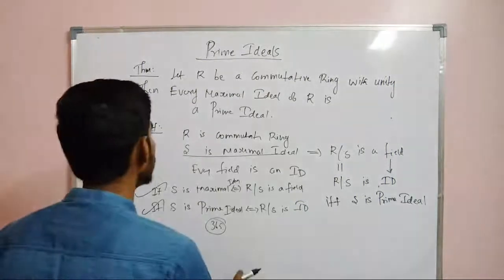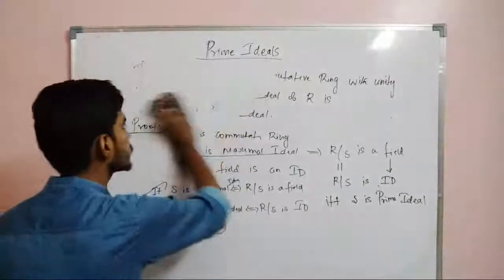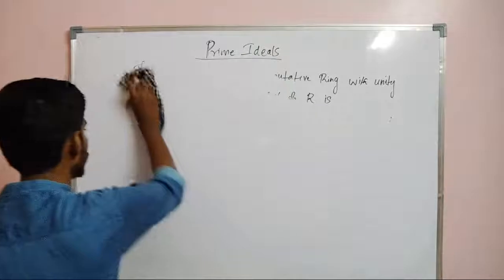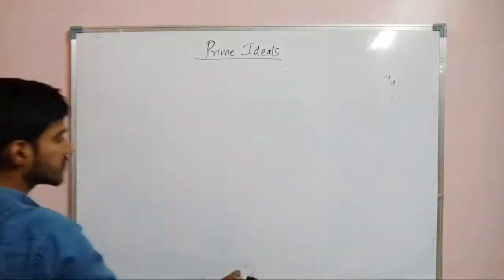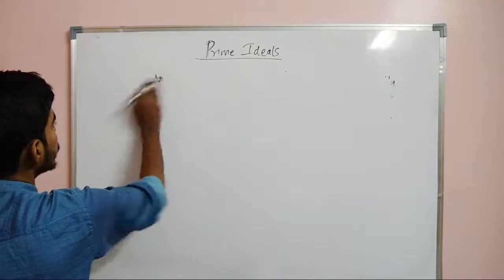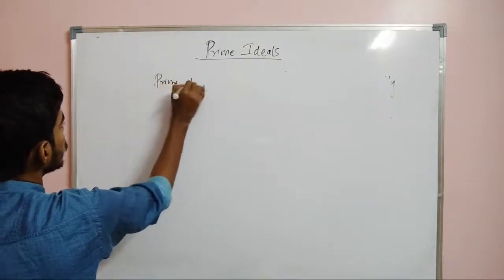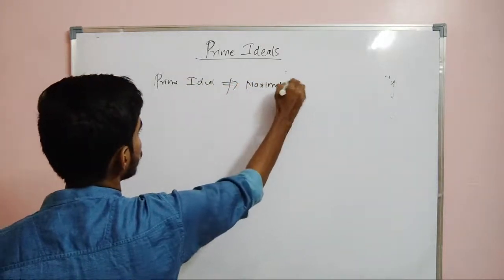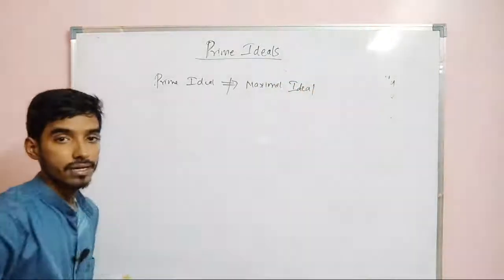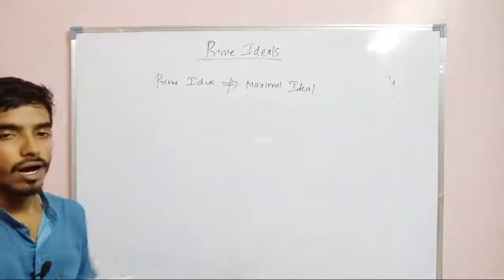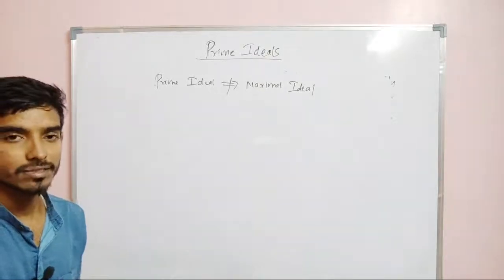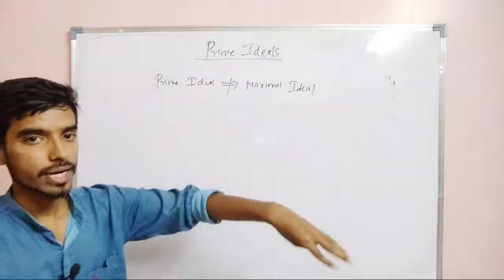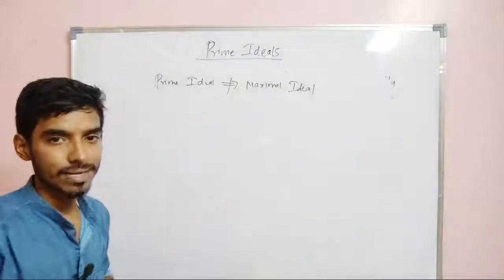So we will use an example. Maximal implies prime, but prime does not imply maximal ideal. Again we can give an easy example with the set of integers. Maximal ideal implies prime ideal by an easy theorem: R by S is a field, every field is an integral domain, so R by S is an integral domain. R by S is an integral domain if and only if S is a prime ideal. Therefore maximal ideal implies prime ideal, but prime ideal does not imply maximal ideal.